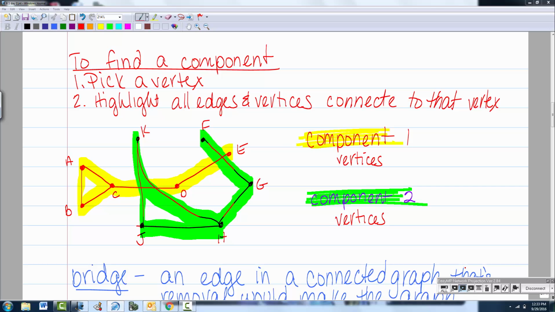I don't know, pretend it was that circuit board or whatever. Some of the circuits are not connected to other circuits.